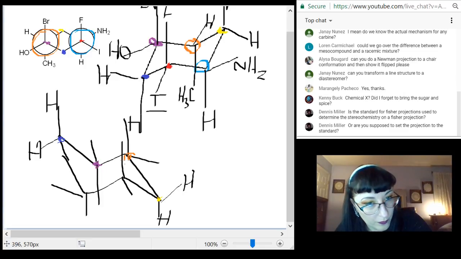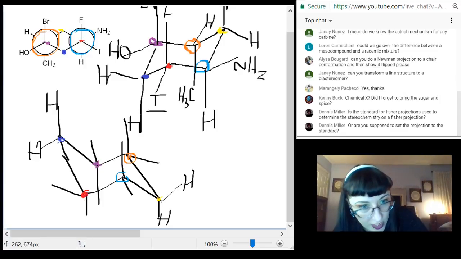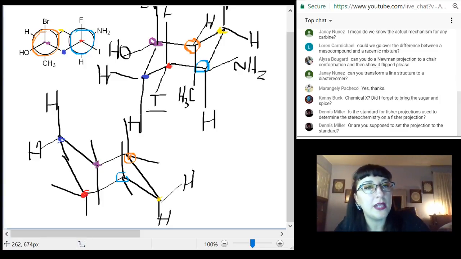The teal one is still right there, okay? The only placement really that's changing is the one that's pointing up and the one that's pointing down. Now, that said, the ones that are pointing up are still going to be pointing up, and the ones that are pointing down are still going to be pointing down.